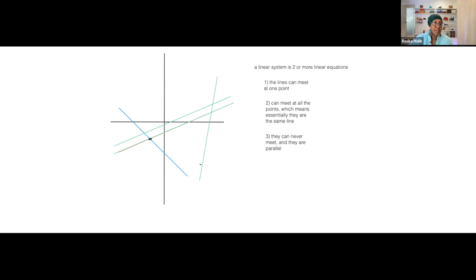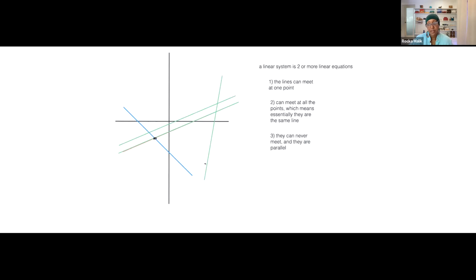I really want to keep this graph, it's nice, but I'll make another one. Okay. So let's graph some lines.